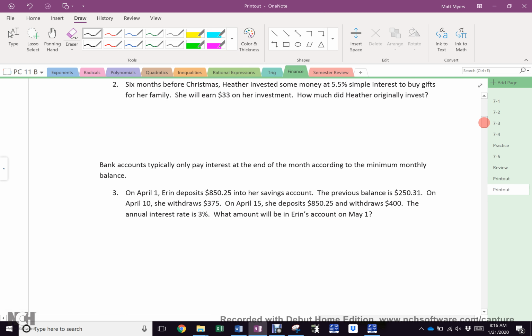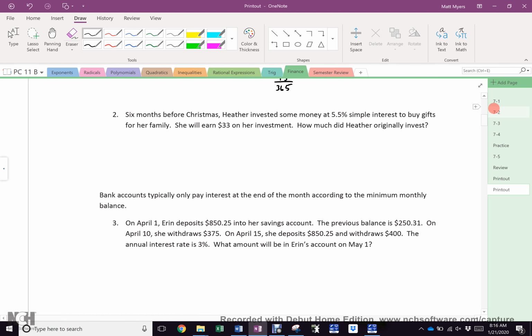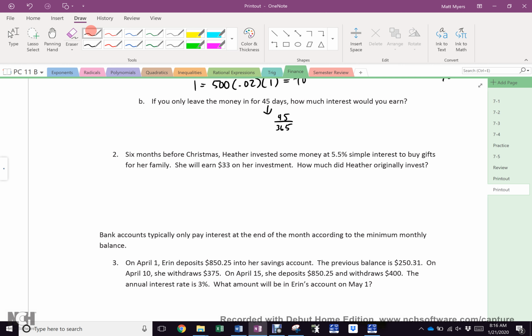Okay. So let's just write the equations. We don't need to do the work. I equals $500 times 0.02 times 45 divided by 365. And then you would punch that into your calculator. We're all good, right? Yeah.